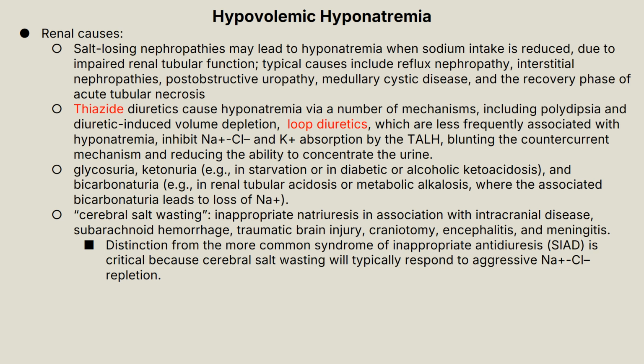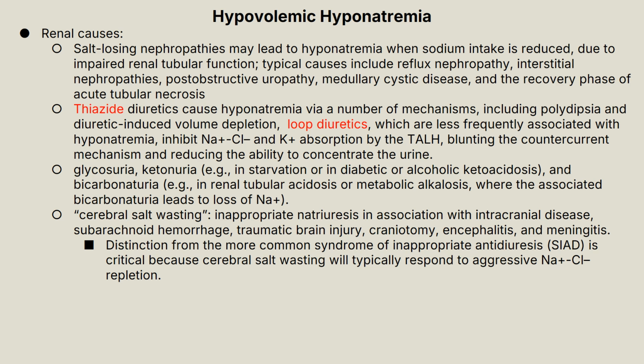Thiazide diuretics cause hyponatremia via a number of mechanisms, including polydipsia and diuretic-induced volume depletion. On the other hand, loop diuretics, which are less frequently associated with hyponatremia, inhibit sodium chloride and potassium absorption by the thick ascending loop of Henle. But in doing so, they also blunt the countercurrent mechanism, and this reduces the ability to concentrate urine.